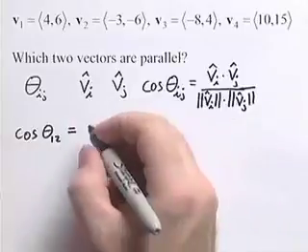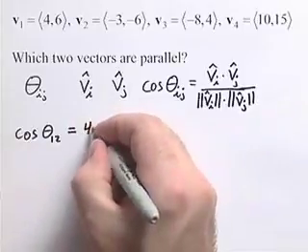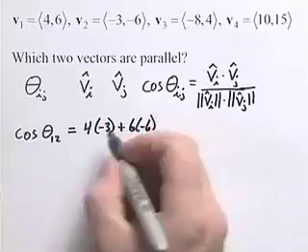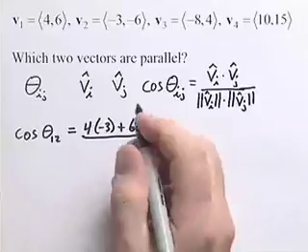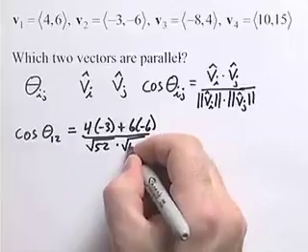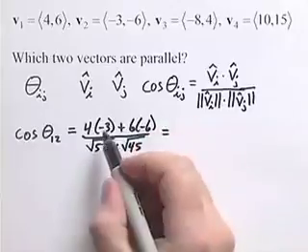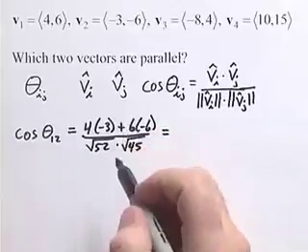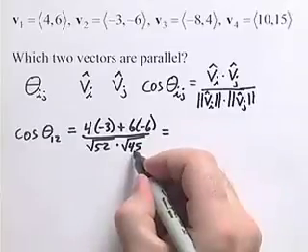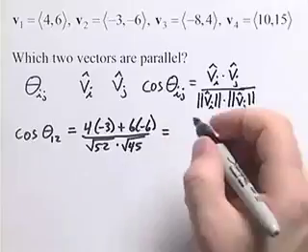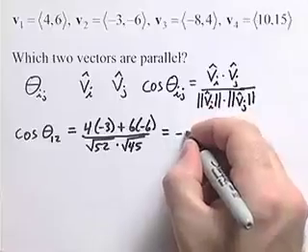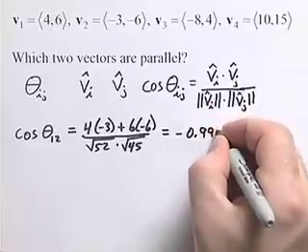If we put in our components, we'll get 4 times negative 3 plus 6 times negative 6 divided by the square root of 52 times the square root of 45. So here the numerator is the dot product of vectors 1 and 2. The square root of 52 is the magnitude of vector 1. The square root of 45 is the magnitude of vector 2. If we clean this up, we'll get roughly negative 0.992.